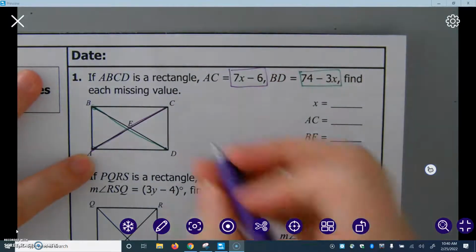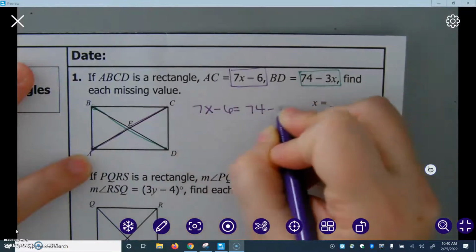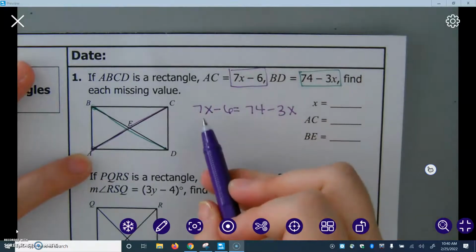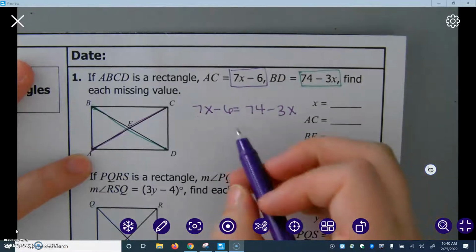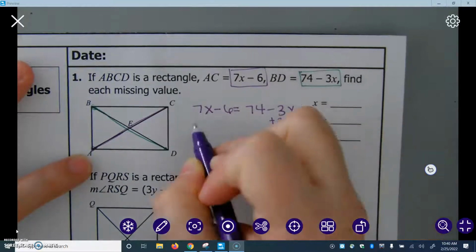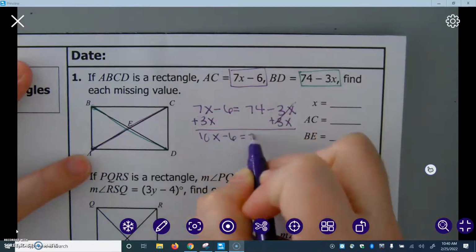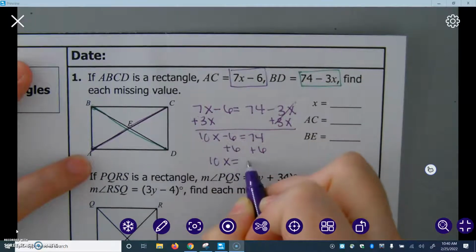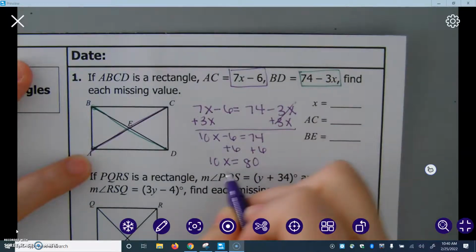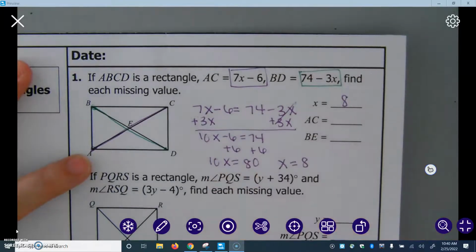So when I go to set up an equation, my equation can look like 7x minus 6 equals 74 minus 3x. They equal each other. So y1, y2. I'm going to work this out by hand, so I'm going to add 3x to both sides. Add 6. And when I divide, 80 divided by 10 is x is equal to 8. And if you do y1, y2, second trace 5, your intersection will be x is equal to 8.